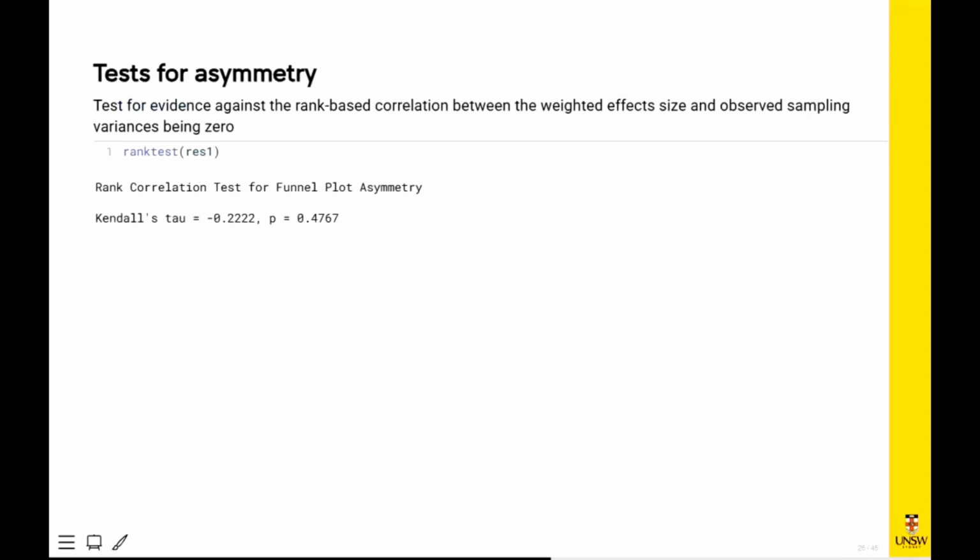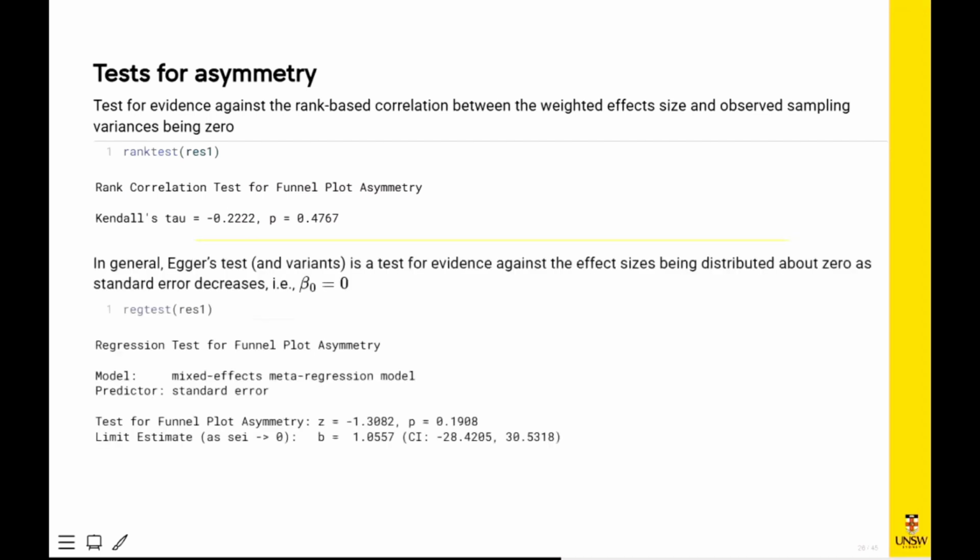So we should also pay attention to some other tests of asymmetry or tests for publication bias. We can do a correlation between the weights, effect sizes, and sampling variances, and we can see here that we get a Kendall's tau of -0.22, and that has a large p-value, so this is not suggesting that there's really any publication bias, and there's not a lot of evidence here. And Egger's test, where we do a regression of the effect sizes on the standard error. And again, it's not suggesting that this is something that's happening in these data sets.